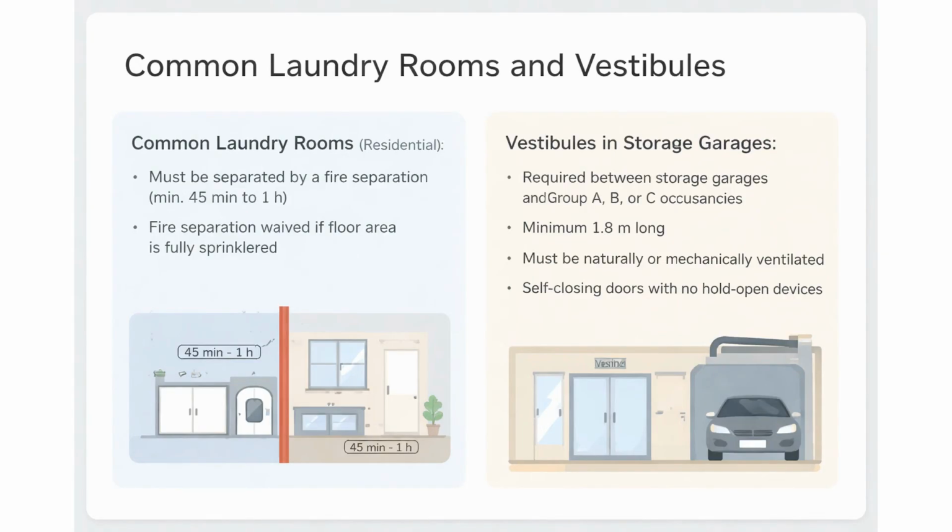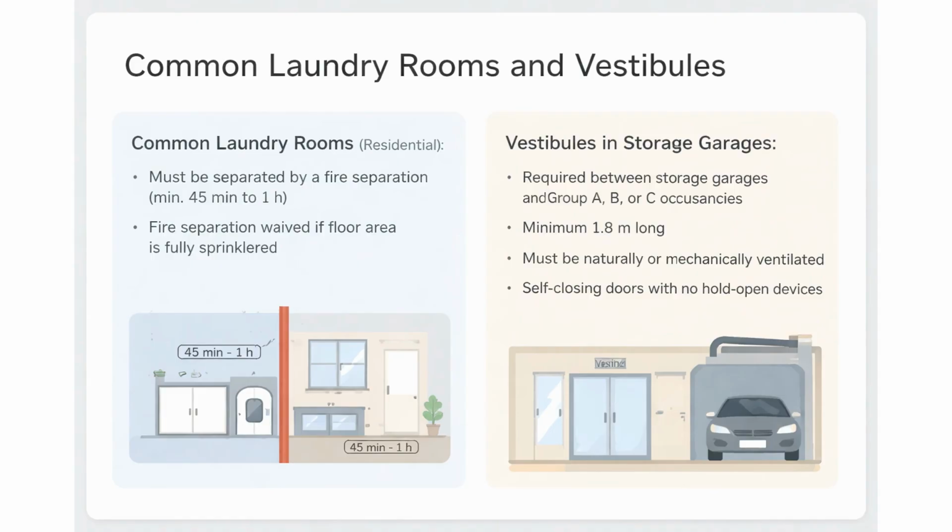Another critical separation is between storage garages and assembly, care, or residential occupancies. Here, the code often requires a ventilated vestibule. This vestibule acts as an airlock, preventing hazardous exhaust fumes and potential fires in the garage from easily spreading into the occupied areas of the building.